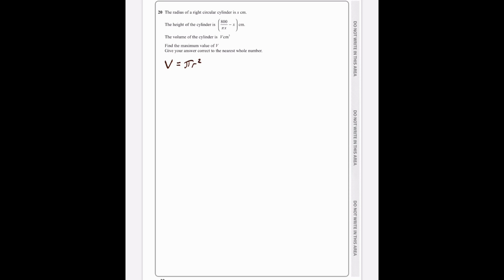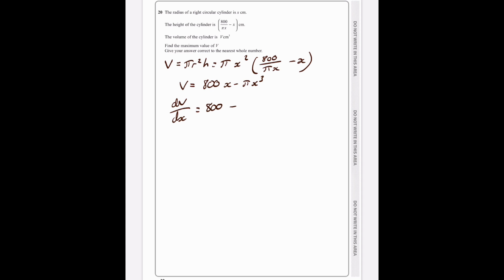Question 20 is the calculus question. It leads us in with the volume of a cylinder, pi r squared h. We know that r is x and h is 800 over pi x minus x. I'm going to expand out my expression for the volume, cancel the pi's, cancel an x, we get v equals 800x minus pi x cubed.